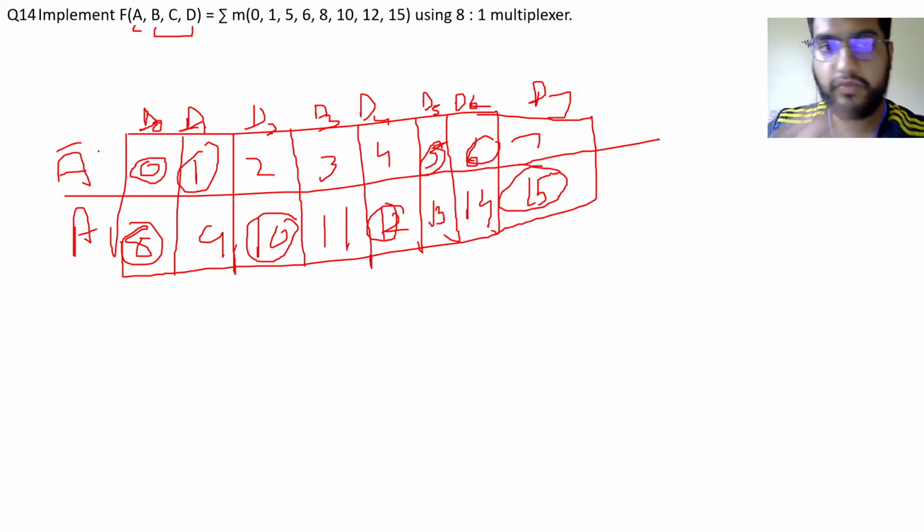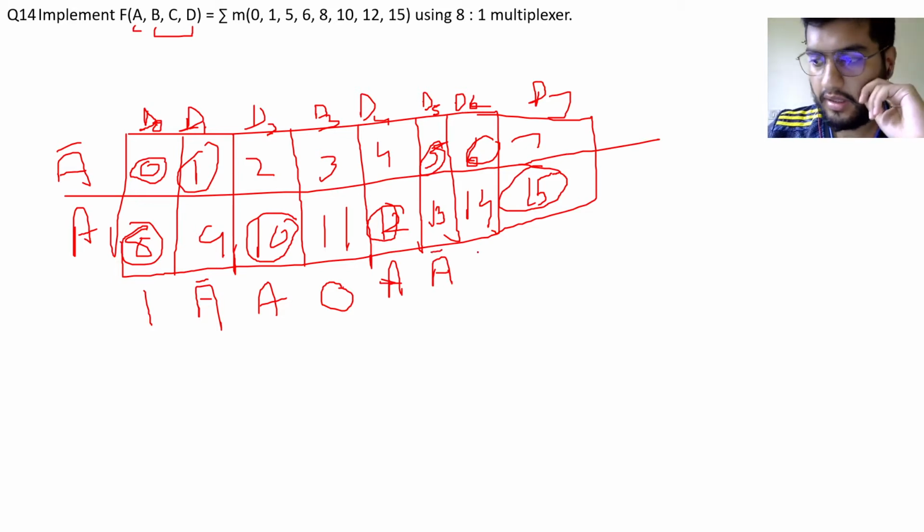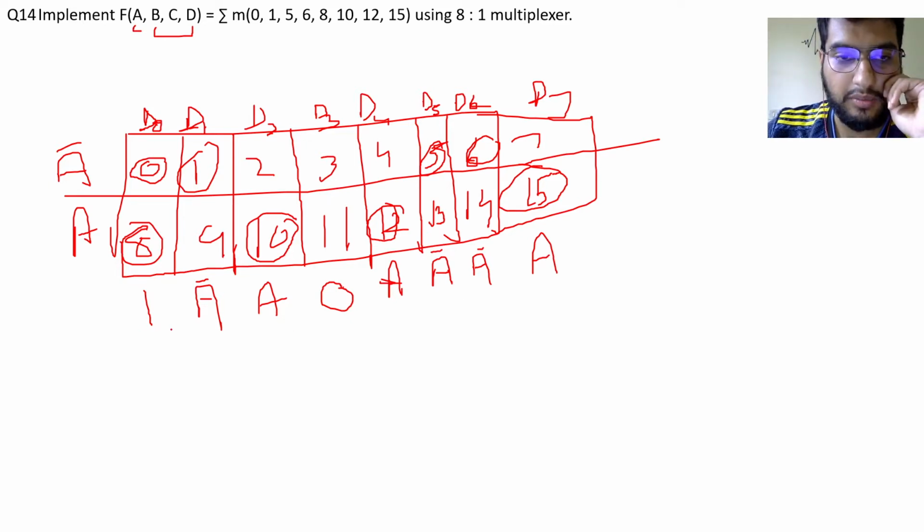Since both minterms are encircled in this column, it will be 1. Only this one is encircled, so it will be A bar. Only this one is encircled, so this will be A. Both of them are not encircled, so this will be 0. Only one of them is encircled, and that too in the A row, so this will be A bar. Here 6 is encircled, so this will be A bar again, and finally A. So these will be our 8 input lines to the mux.